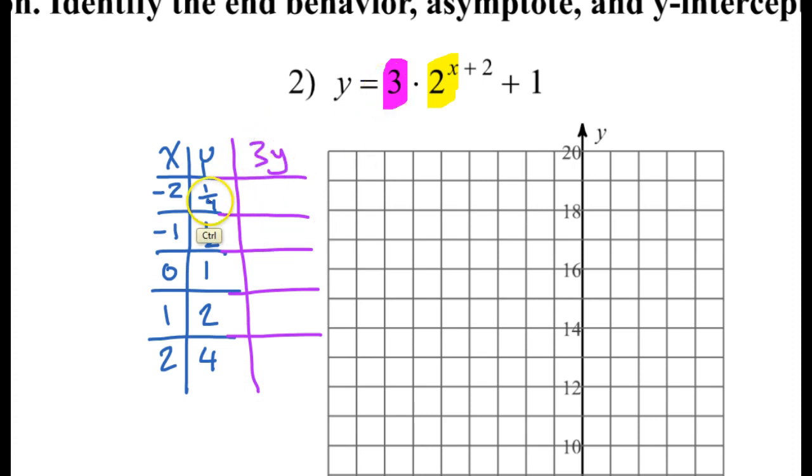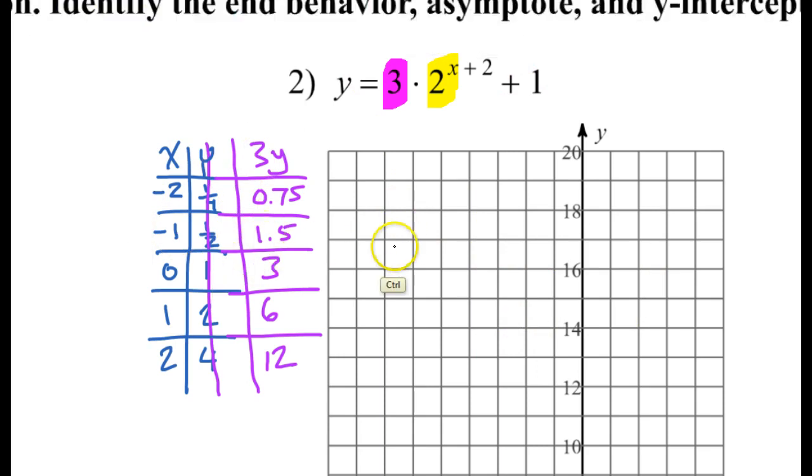So 3 times 1/4 is 3/4, all right, which is 0.75. Half of 3 is 1.5. And then 3 times 1 is 3, 3 times 2 is 6, 3 times 4 is 12. So I have a new y column, so I can throw out the old y column. I am not going to do anything with the +2 and the +1 yet. I will do that on the graph itself. So let's go ahead and graph these.